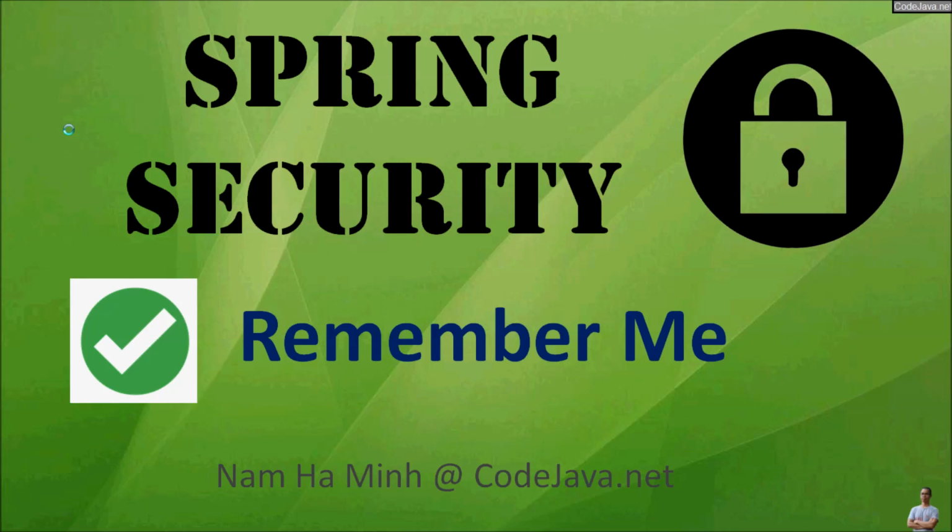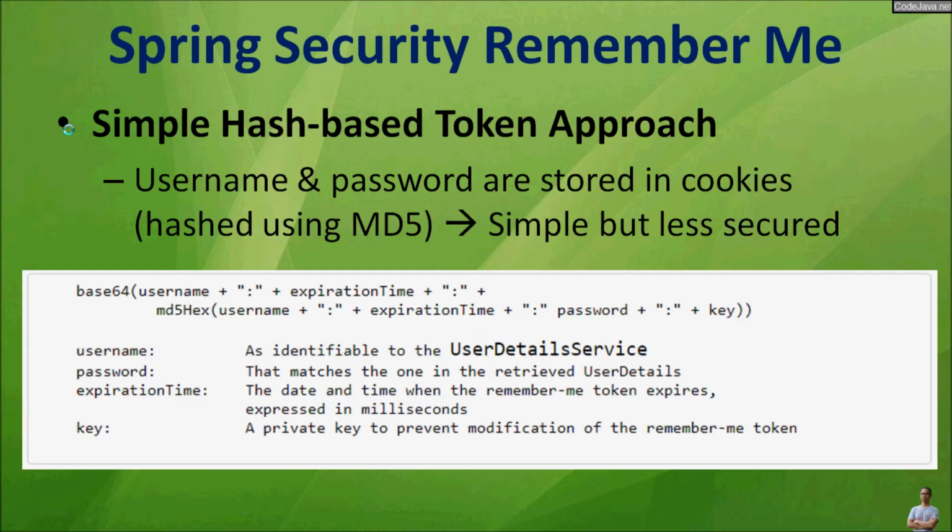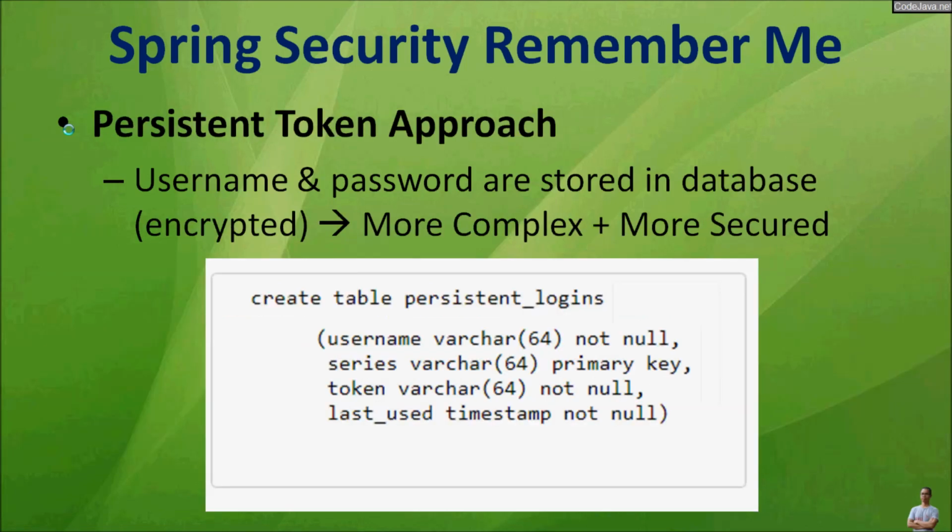So far, you have learned how to implement the remember me feature for an existing Spring Boot application with Spring Security with two approaches. The first one is using cookies only with simple hash-based token, and the second one using persistent token with the username and password stored in database.